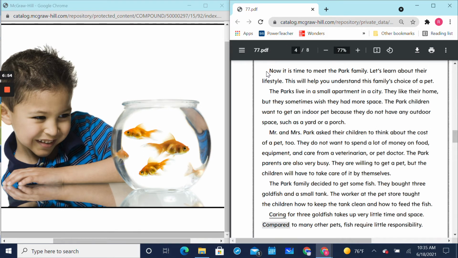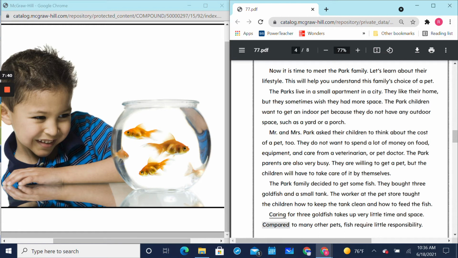Let's see. Now it is time to meet the Park family. Let's learn about their lifestyle. This will help you understand this family's choice of a pet. So this is already going to give us an idea about whether or not my prediction is correct or not. The Parks live in a small apartment in a city. They like their home, but they sometimes wish they had more space. The Park children want to get an indoor pet because they do not have any outdoor space, such as a yard or a porch.